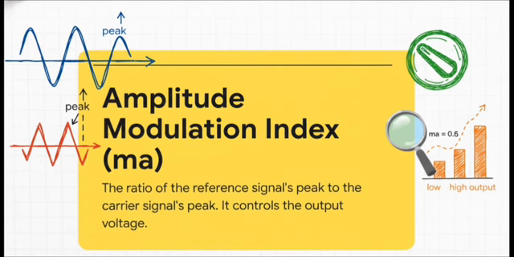The first is called the Amplitude Modulation Index, or AMI. Don't let the fancy name fool you. It's just a ratio. It's the height of our reference signal, our sine wave, divided by the height of our carrier signal, the triangle wave. So if the triangle wave goes from -1 to +1 volts, and our sine wave also goes from -1 to +1 volts, our AMI is 1. If the sine wave was only half as tall, the AMI would be 0.5. This becomes our main volume knob. It gives us direct control over the voltage of the AC wave we're creating. Higher AMI means higher output voltage.